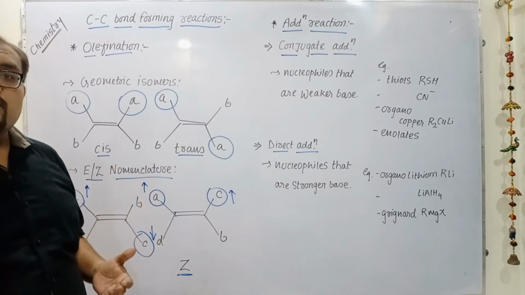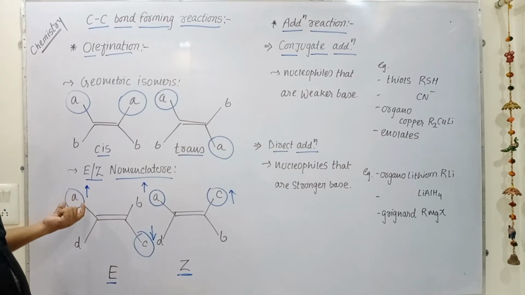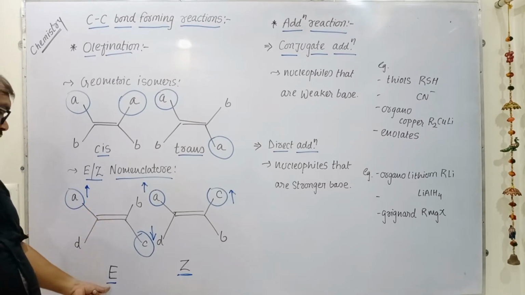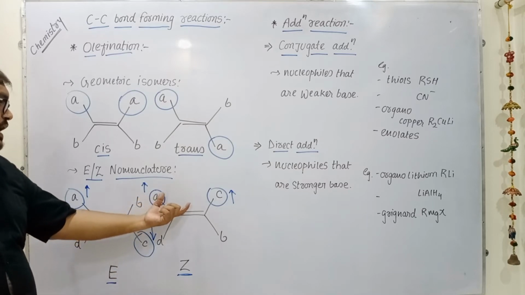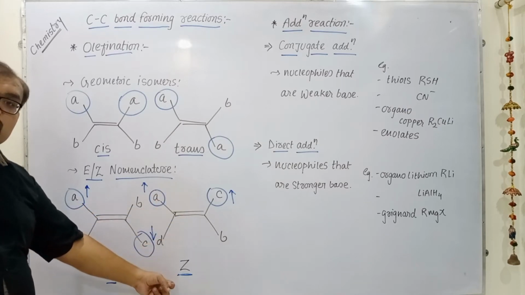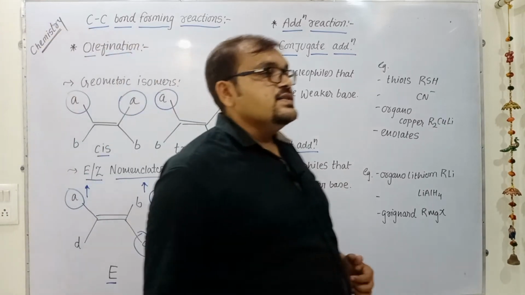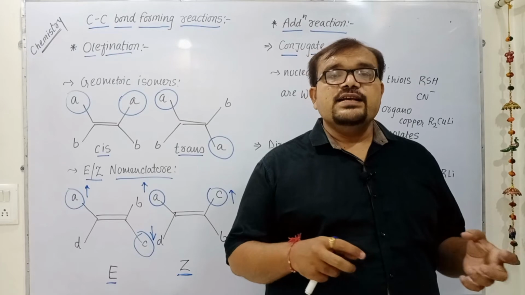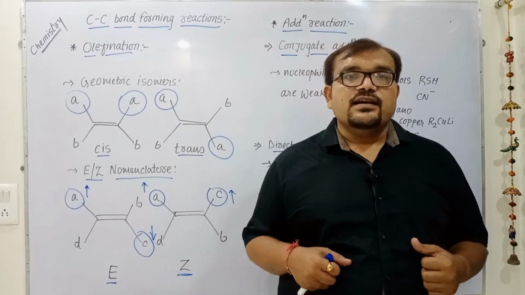So how is this EZ nomenclature carried out? As we can see on the board, if higher priority groups are on opposite sides of the double bond, then this form is known as entgegen, which is denoted by capital E. And if higher priority groups are on the same side of the double bond, then this form is known as zusammen, and it is denoted by Z. So in this way we can easily define the basic terms, that is cis trans and EZ, before we start the important reactions for olefination.